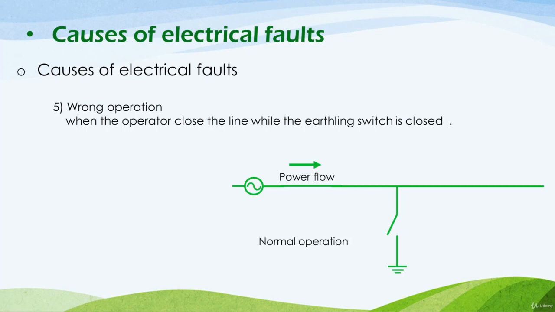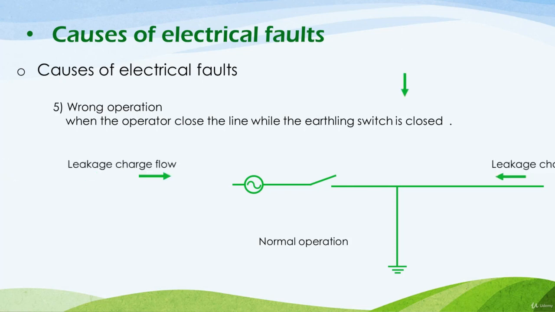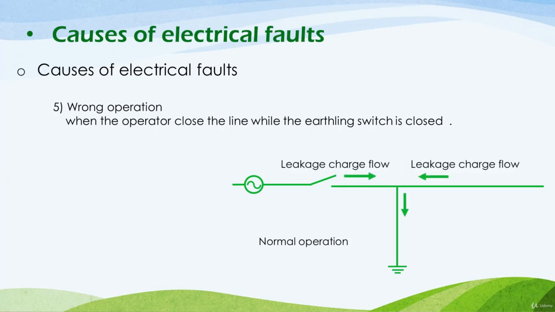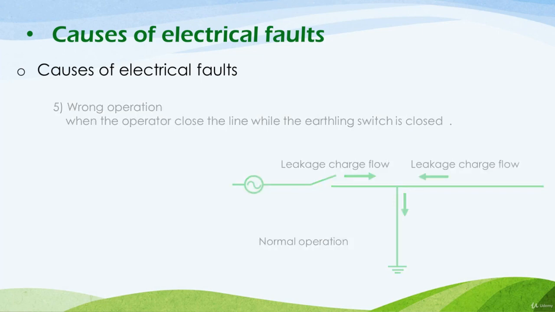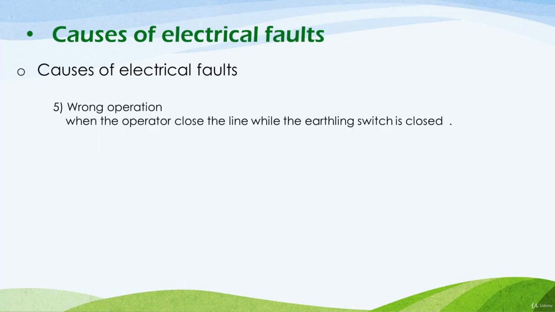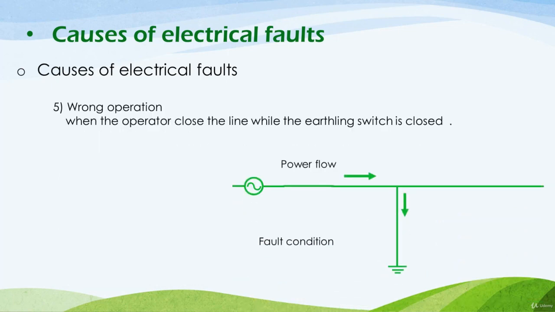And the inverse is also right, as if the line power is open, this means there is no power flow, and in that case the earthing switch can be closed to do its job, as its job is to absorb the static charge that remains on the line while the power is off. So any leakage in the power or any static charge is absorbed by the earthing switch. But in the fault condition, the operator may close the earthing switch by mistake while the line is closed. So this makes a fault, as the line is now connected to the ground directly.